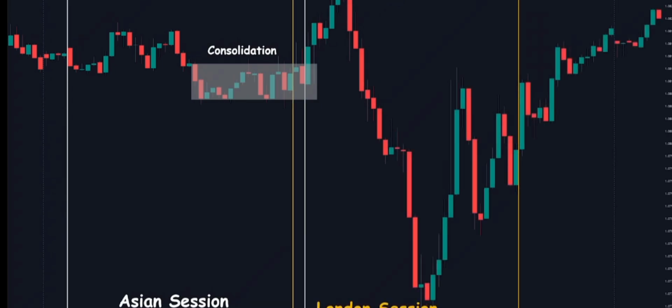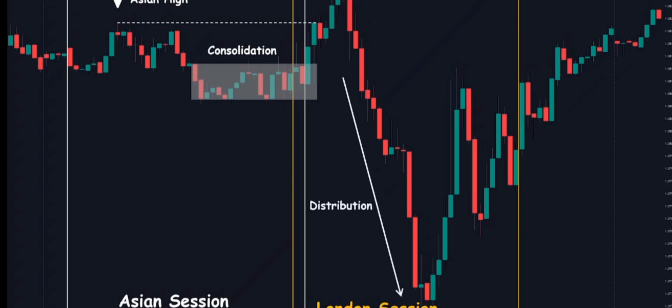The price suddenly moves up, engaging the liquidity above the consolidation range, as well as the Asian high, before getting back inside the range. This shows that manipulation occurs with the opening of the London session and the injection of volatility into the market. Finally, the price distributes lower on the opposite side of the manipulation move. The sequence we see here is Asian session consolidation, followed by manipulation when the London session opens, and then distribution as the price moves lower.